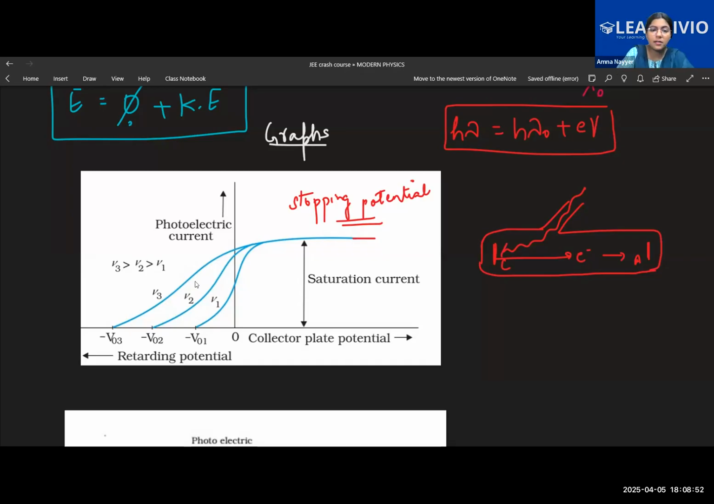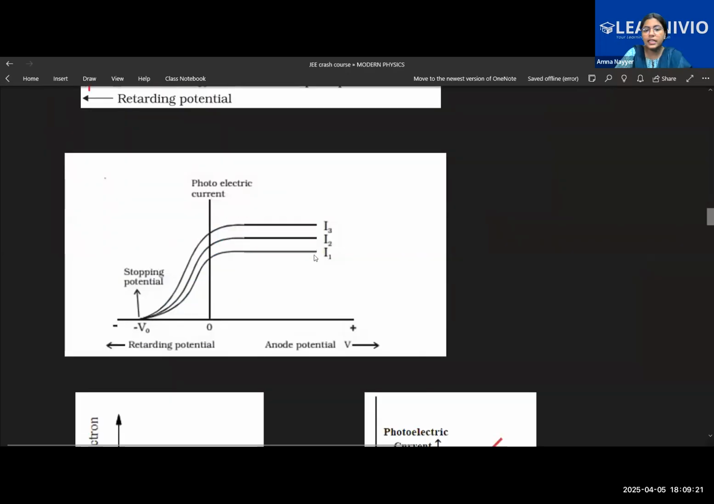But how do the questions come? Questions come from this. It will give you three values and ask you the arrangement. Four options will be there: V1 greater than V2 greater than V3, V3 greater than V2 greater than V1, 2 equal greater than 1, like this. The last one will have the higher value, but the amount of current it gives will be the same. This part depicts the saturation current. So this graph is important. Then in this graph, the frequency is kept constant.